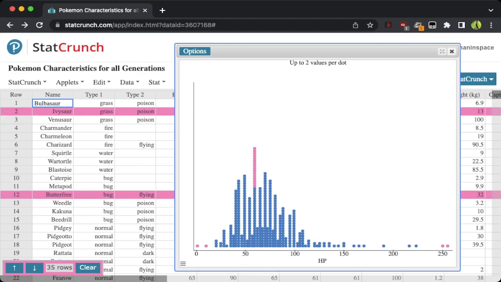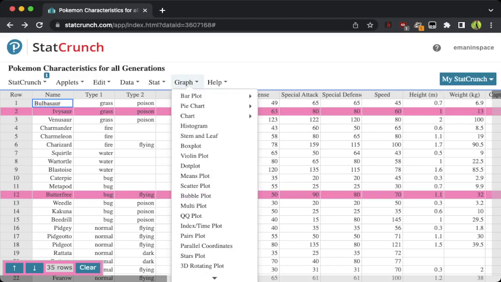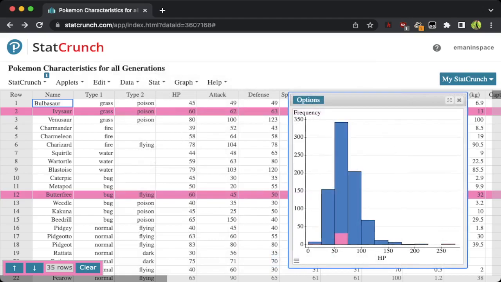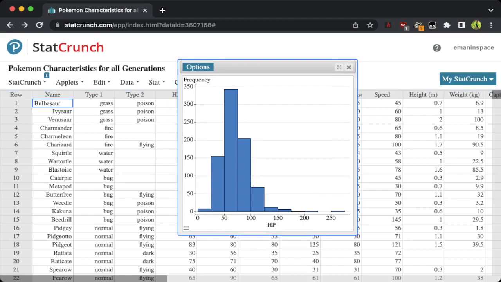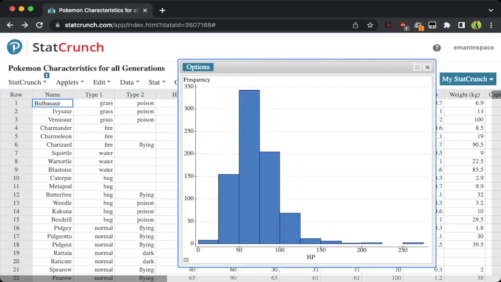Now there's another graph that will help you look at the distribution of a numerical variable better. You can go to Graph. What we want is the histogram. Let's select HP again and click Compute. So the histogram looks a lot like the dot plot, but instead of there being a single dot for each Pokemon, the Pokemon are binned.